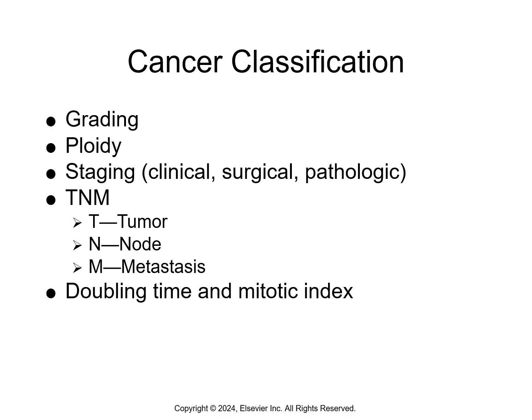Cancer classification. The grading is how abnormal the cells look. The higher the grade, the more aggressive. The staging is how far the cancer has spread. So the higher the stage, the worse the prognosis. The TNM is T for tumor size, N for lymph node involvement, and M for metastasis. So grade is what it looks like, and stage is where it is.